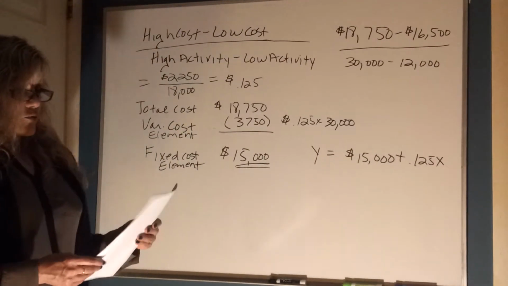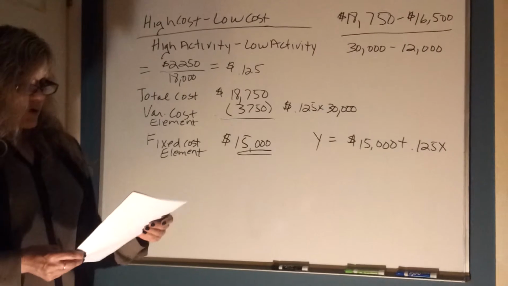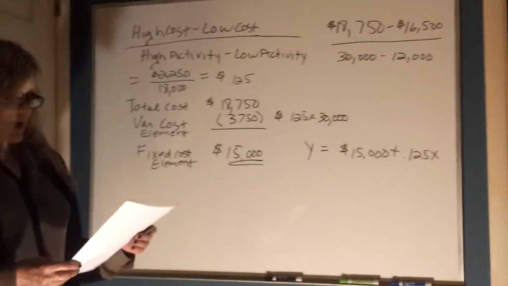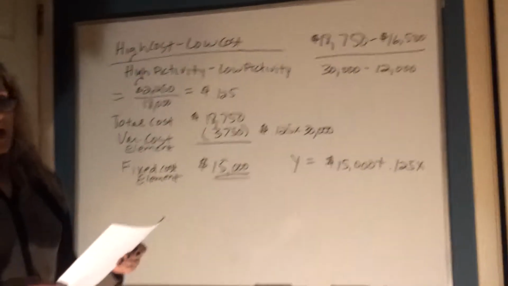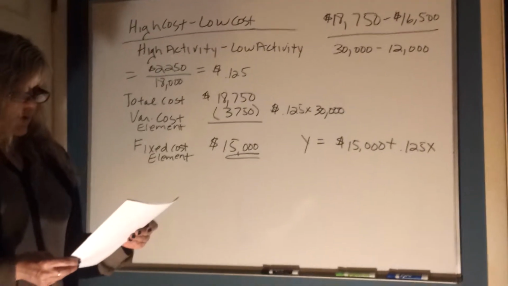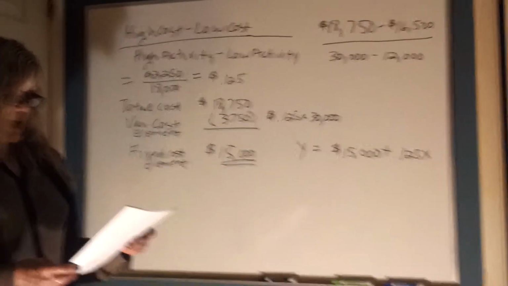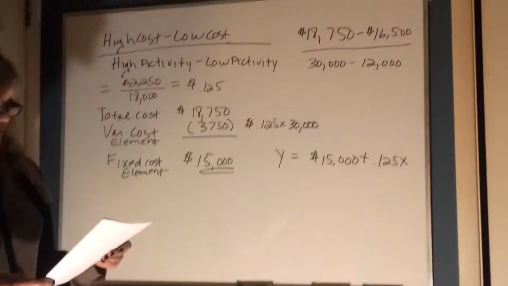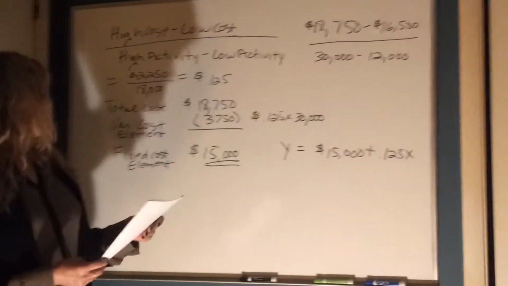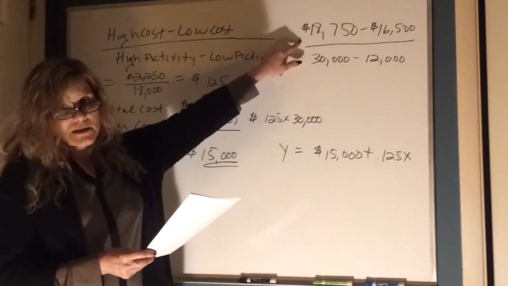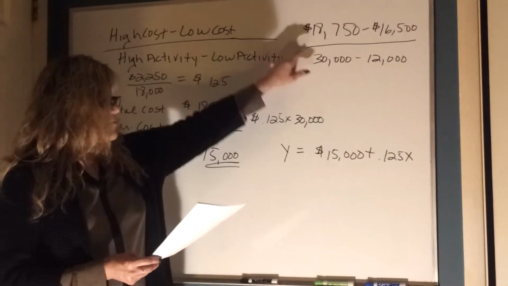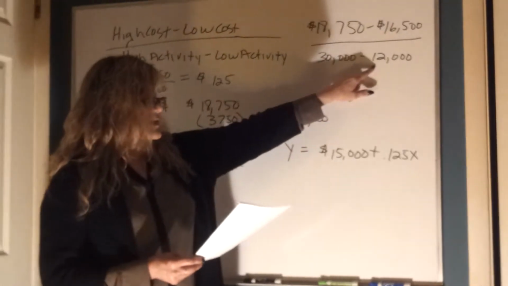So what you have to do, go to the example I gave you, you look for the high level of activity. If you look, it shows March, 30,000, that's our high activity. And then you look for the low activity, and it shows April, 12,000. So in my numerator, I'm going to put at my high level activity, what is the cost? 18,750. And at my low level of activity, what's the cost?